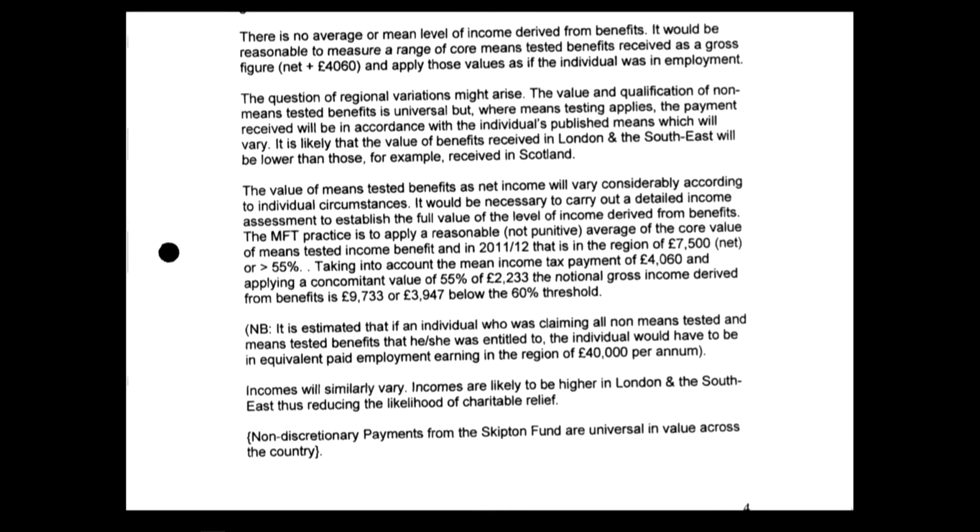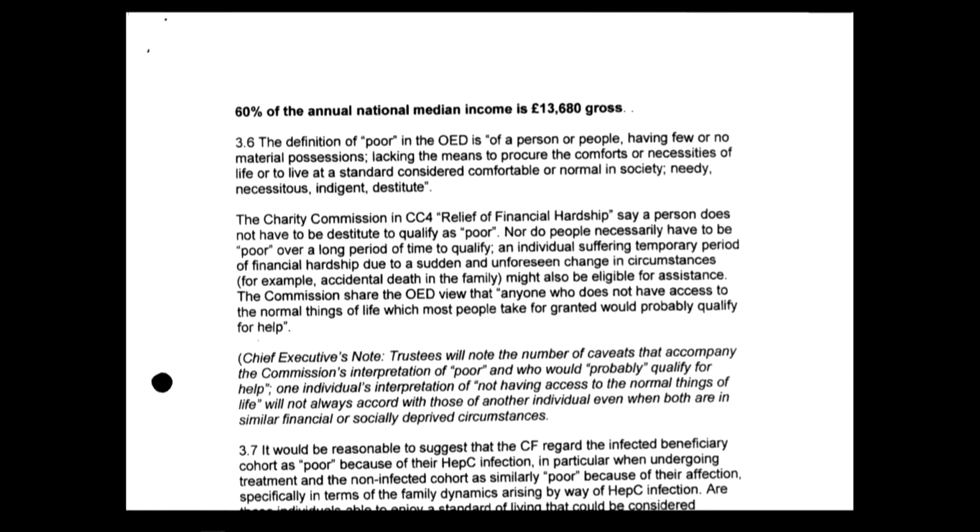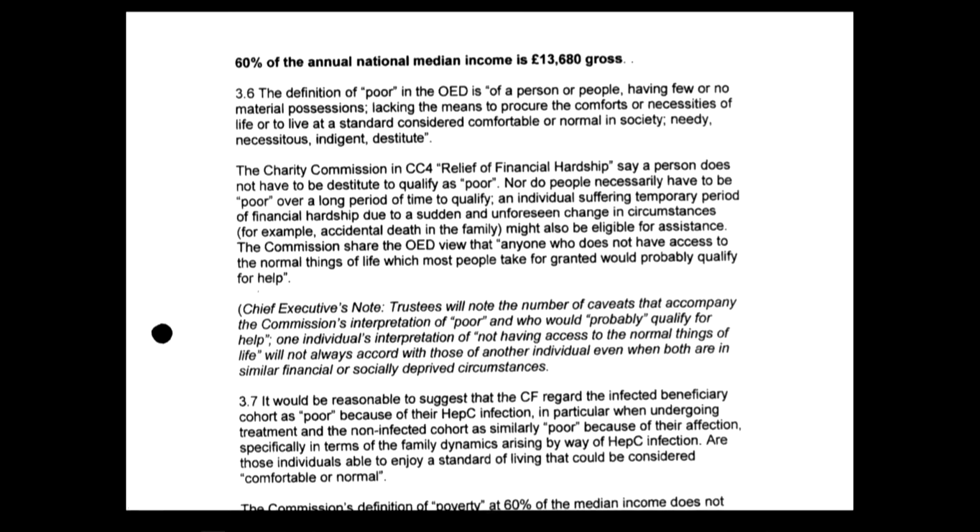So do we understand from that anyone on means tested benefit wouldn't, according to the definition of the Charity Commission, be in poverty? Yes. And then if we go over to the next page, the bold at the top, 60% of the annual notional median income national median income is £13,680 gross. So again, to understand that the Charity Commission, that anyone below that level would meet the Charity Commission description of being in financial poverty.